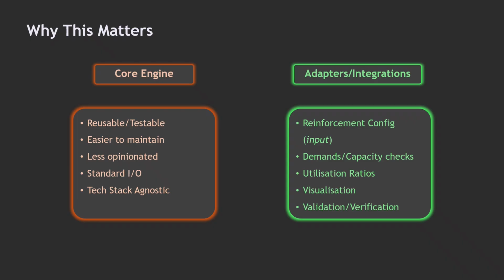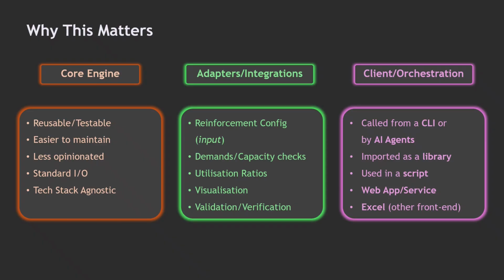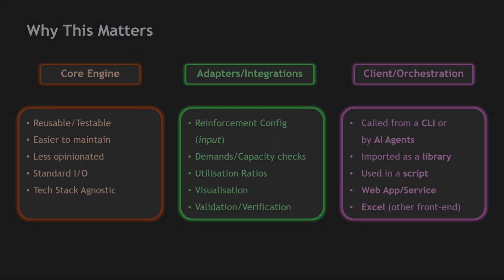And of course, most important is the validation and verification. And this is where it gets more exciting. We can have any type of client or orchestration layer. For example, you can call it from a CLI or from an AI agent. This is something I personally love to implement also down the line. Other means include importing it through a library, using it in a script, a web service, or you can tie it back to Excel if you still have the rest of your workflow inside Excel or other Microsoft products.